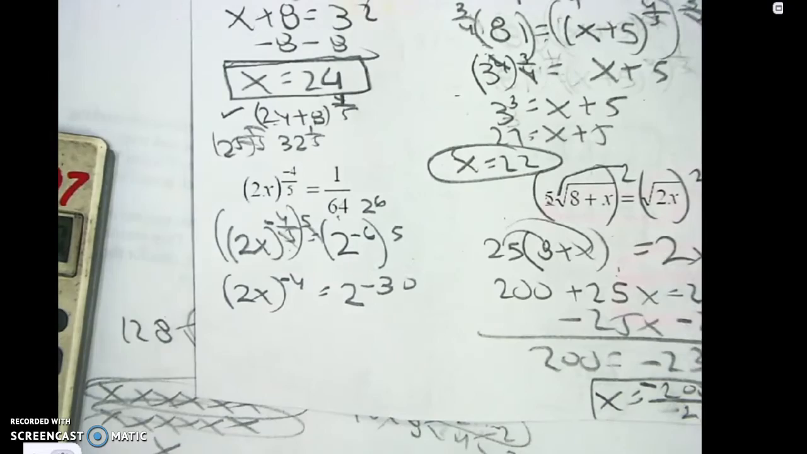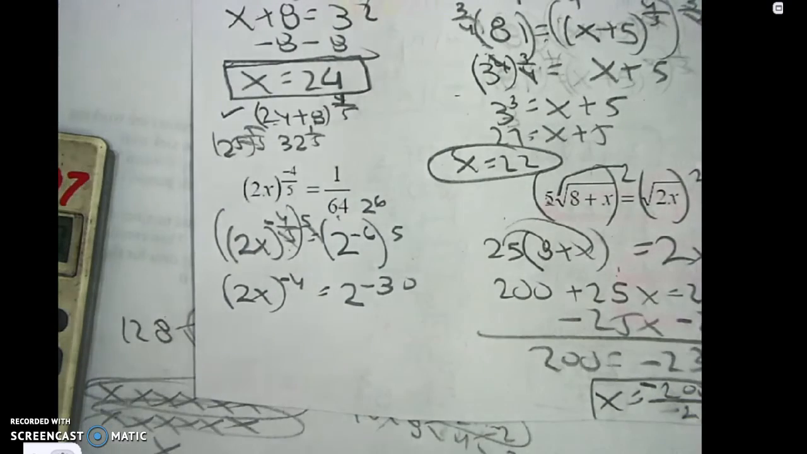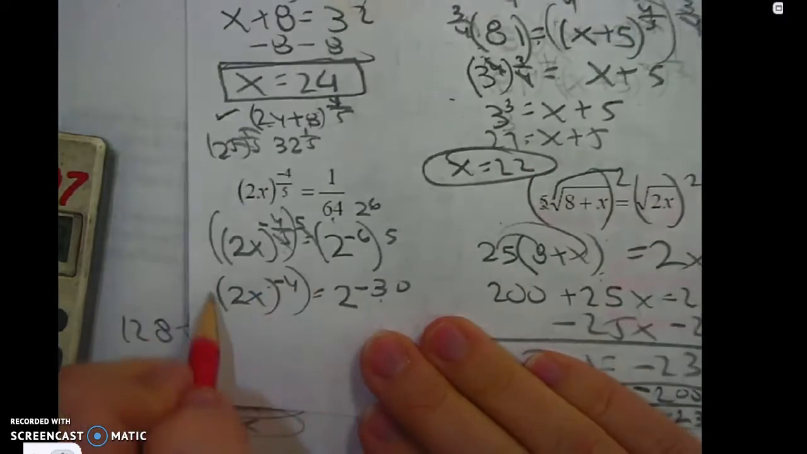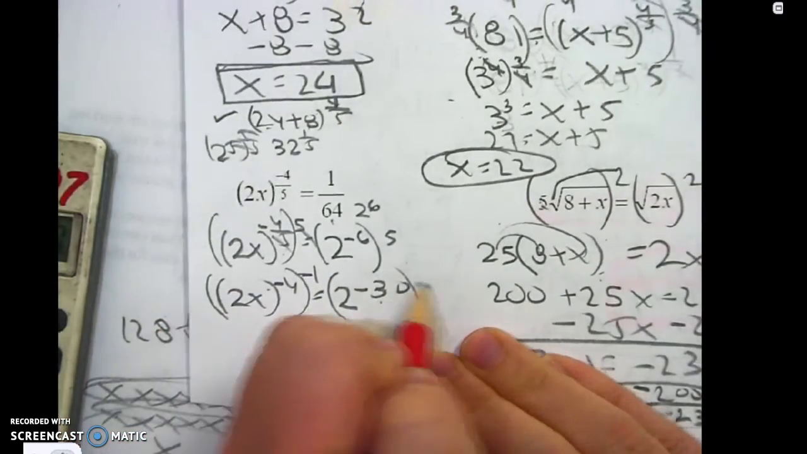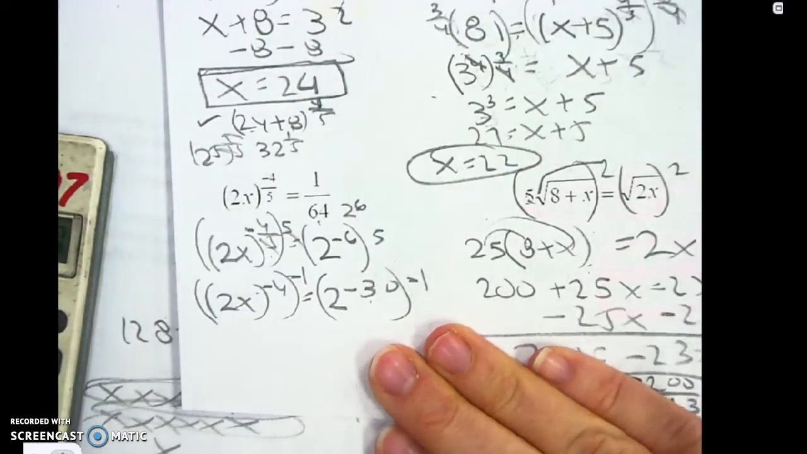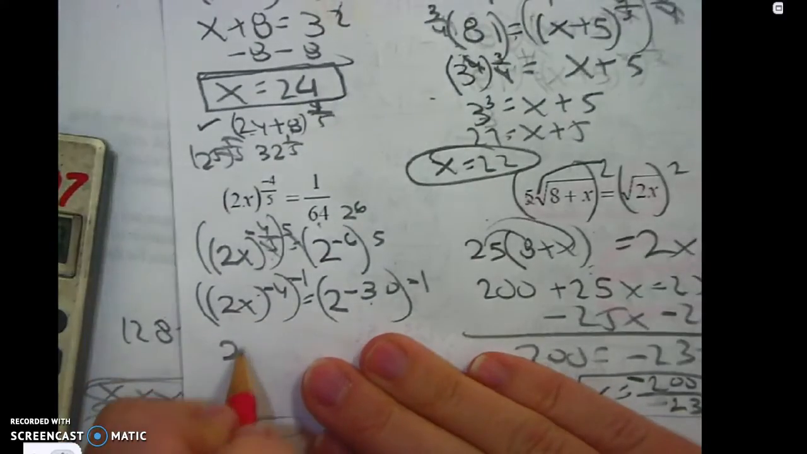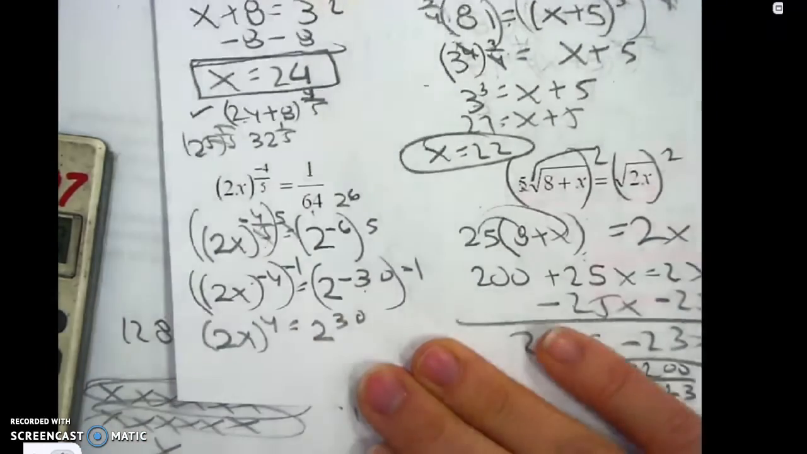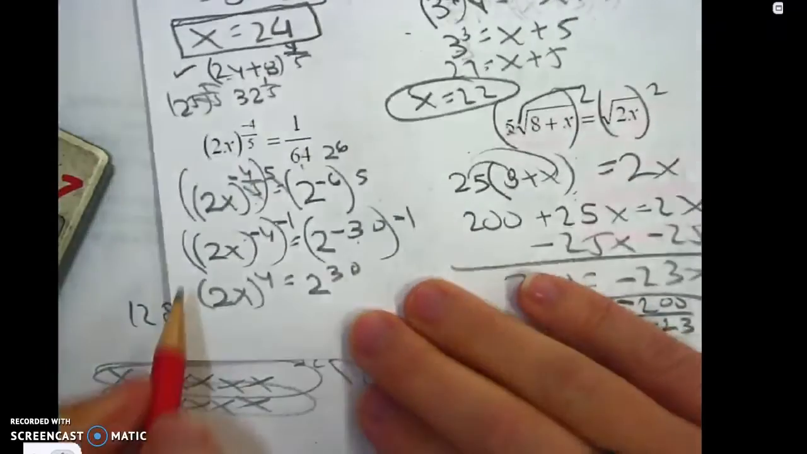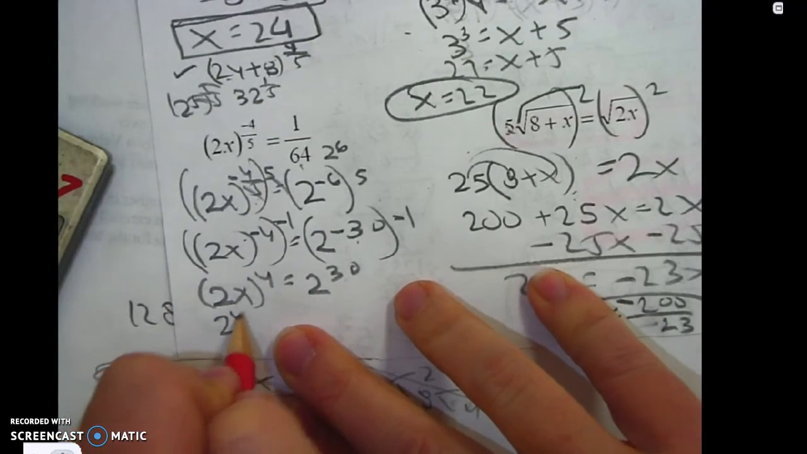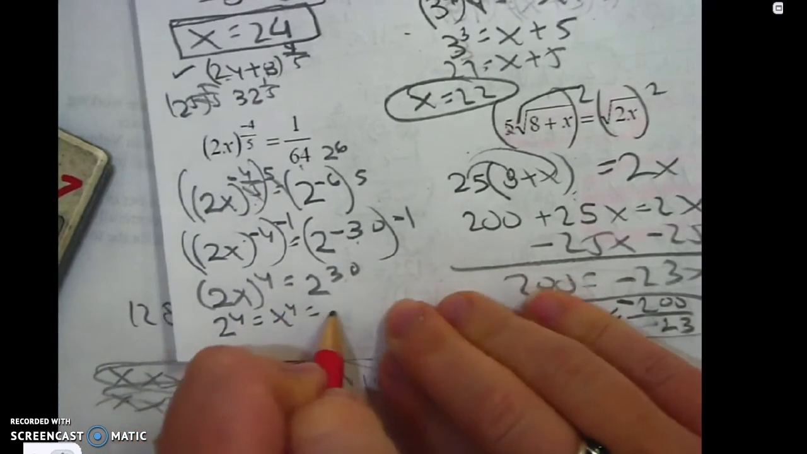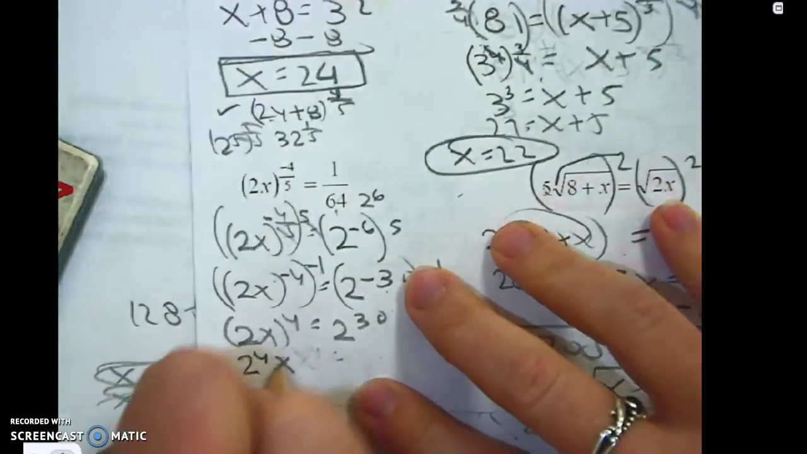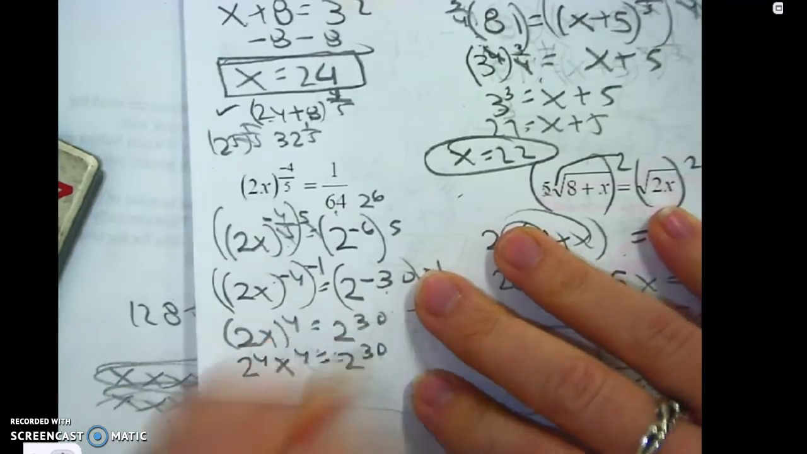Okay? I think some of you agree that what the issue could be is that both of these are negative. So I would multiply to the -1st power. Okay? And I get 2x to the 4th equals 2 to the 30th. And then I distribute. I'm actually going to leave that like this. Oops, sorry about that. X to the 4th, and I'll show you why. Because I'm solving for x.